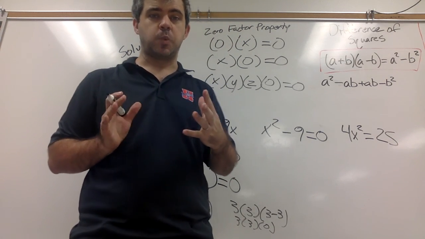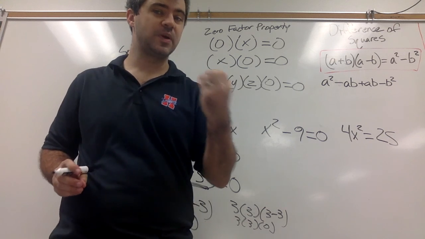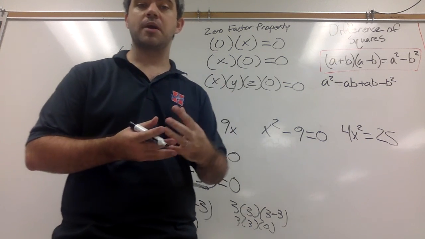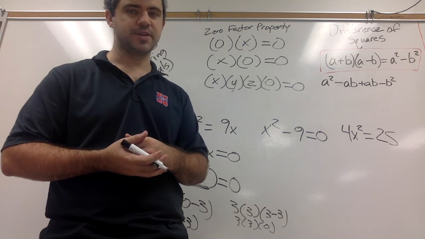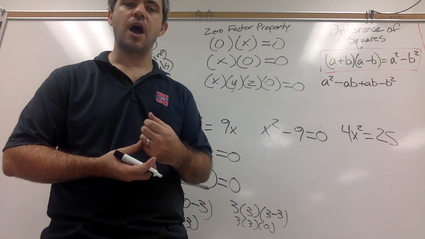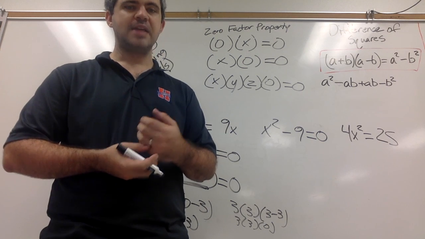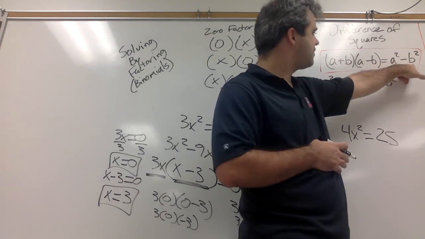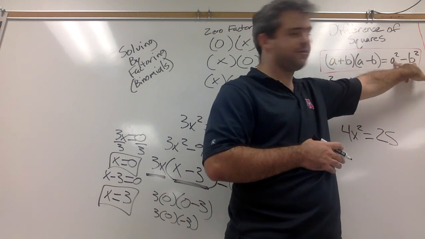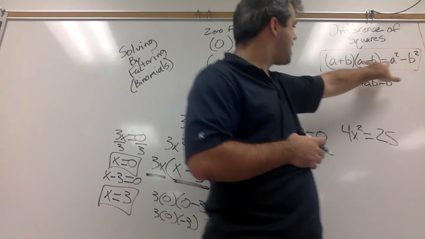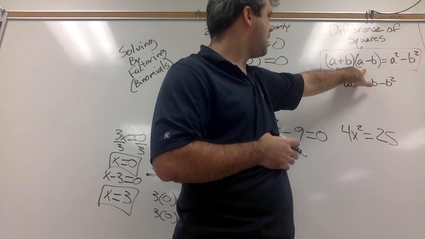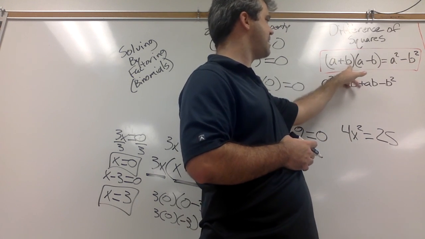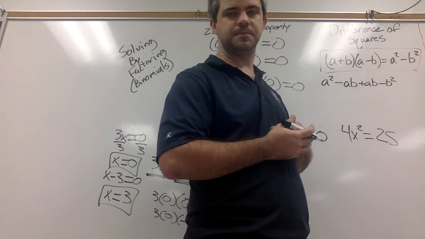Now, difference of squares is one of those things in math where the name says what it is. Difference means subtraction. Squares is referring to perfect squares. So we're looking for a difference of perfect squares. Now, here's why this pattern works. If you have a difference of two perfect squares, it can be factored out where it's the square root of both of these. So it's a plus that and a minus that.